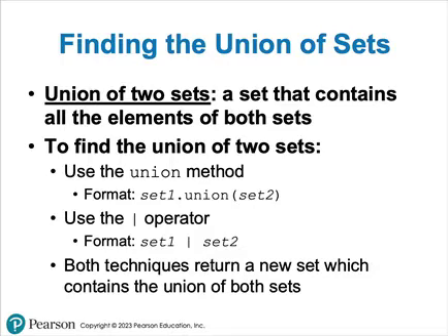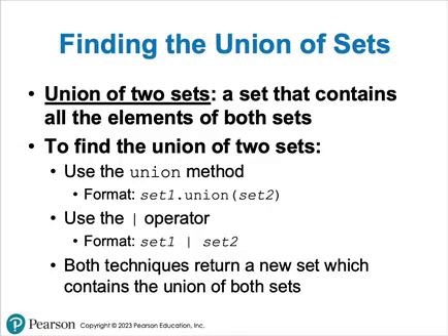So here we're talking about getting the union of two sets. A union is adding two sets together and creating a new set that has all the elements that are in both sets. There's a couple ways to do that. We can use the union method of one of the sets and as an argument pass the second set, and it will add the two sets together. Or you can use the pipe symbol to say set 1 pipe set 2, and both of these methods or techniques will return a new set that contains all the items from set 1 and set 2.